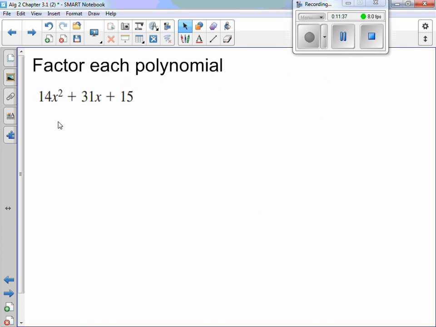So let's go back to this one here, the second one. So looking at this here, 14x squared, 31x, and 15. Is there a greatest common factor between these three terms? No.